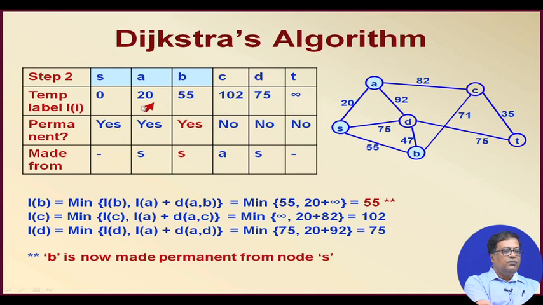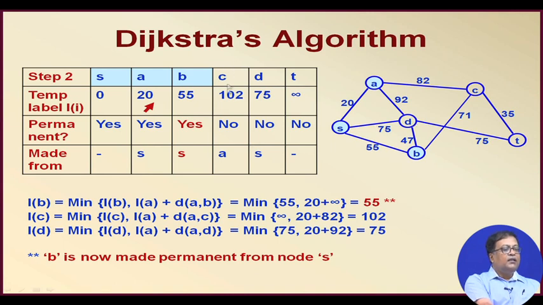The last node to have been made permanent was A, and through it we have computed all these values. Out of the remaining values, because these two are already permanent, now 55 is the lowest. So, we make it permanent. So, now B is made permanent. So, now S and B are made permanent, and this is also made from B, look here, we computed currently.